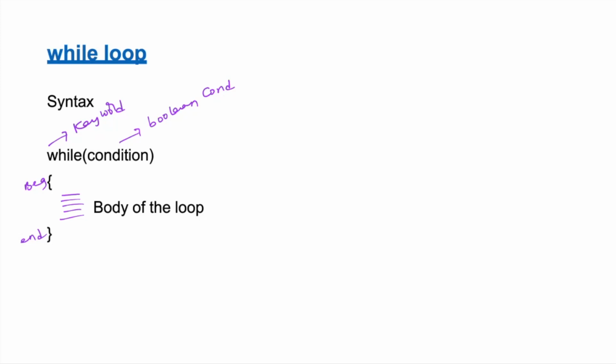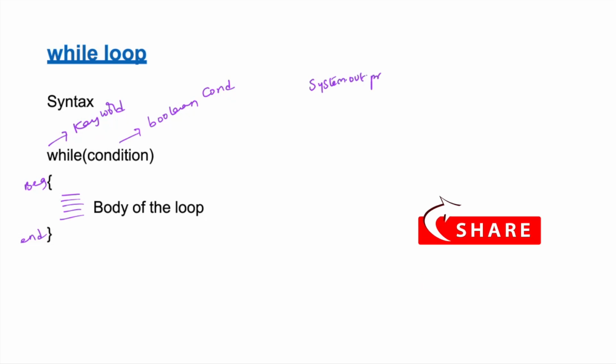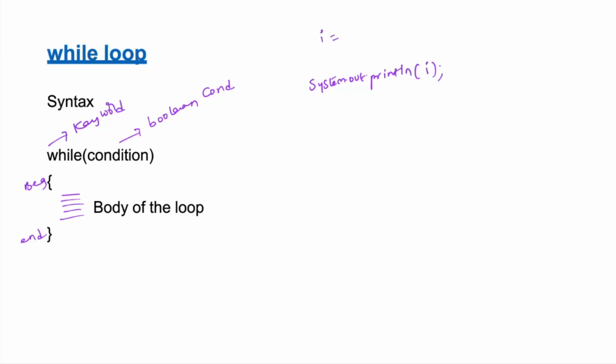For example, let us assume that I want to print numbers from 1 to 10. Then I have to write System.out.println. I want to print that particular number value. Let us assume the number is i. Initially my number is i equal to 1, so what it will print here is 1.